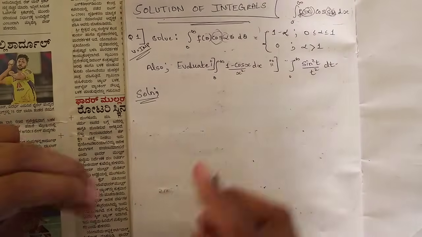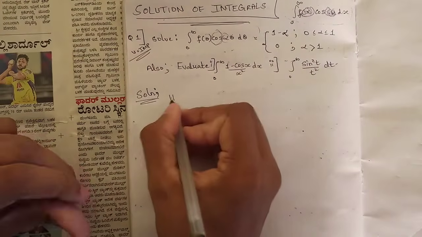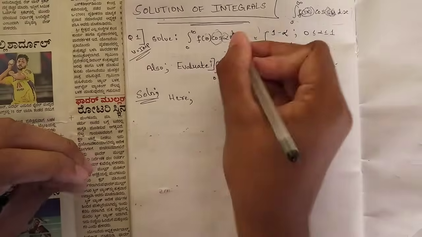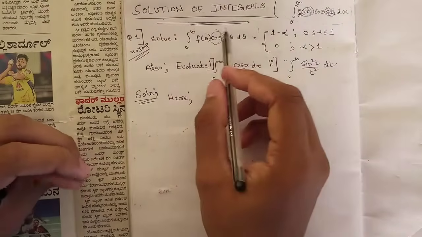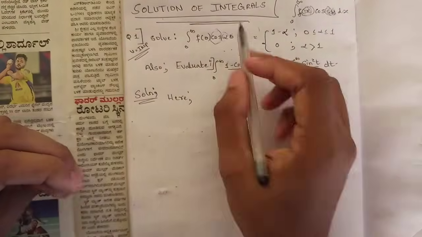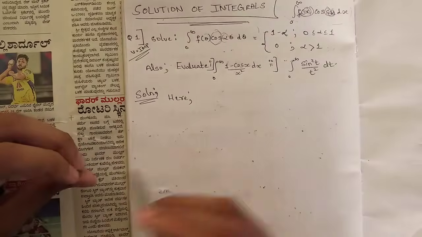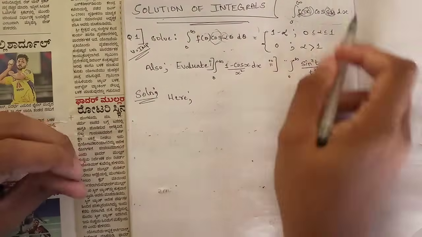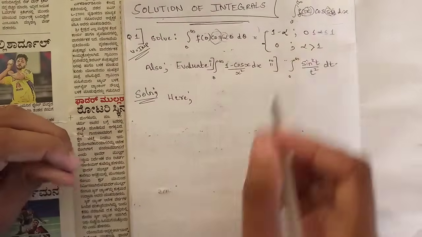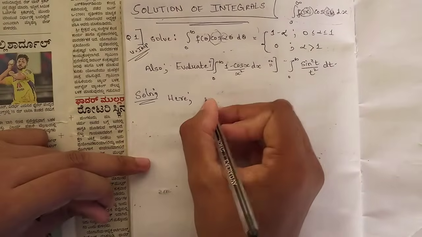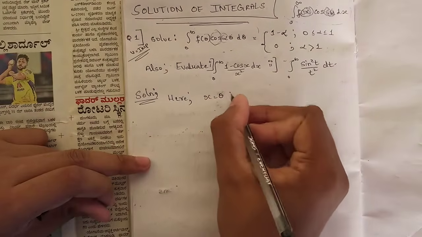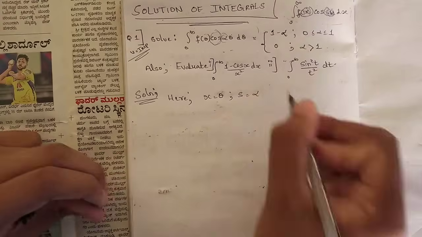So the same thing we are going to write as the solution itself. First write that by comparing these, we can see that this is a Fourier cosine transform. By comparing these two equations, write the values which are equal, that is x equal to theta and s is equal to alpha.